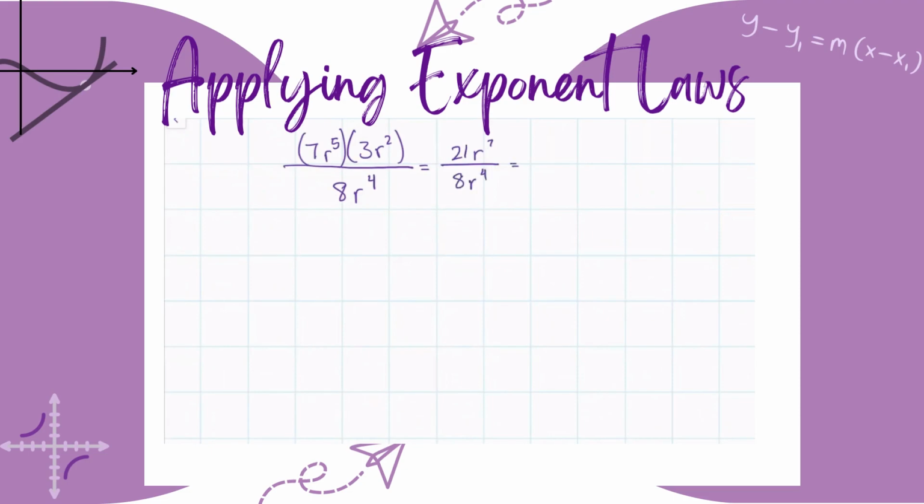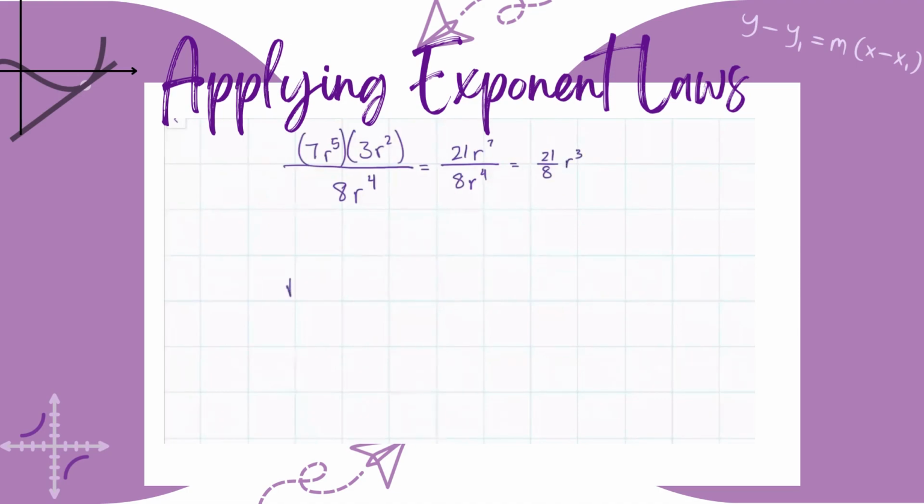And now we just divide 21 by 8. We're going to keep it as a fraction because we can't simplify it. So it'd be 21 over 8, and then subtract the exponents, so that'd be 21 over 8 r^3.